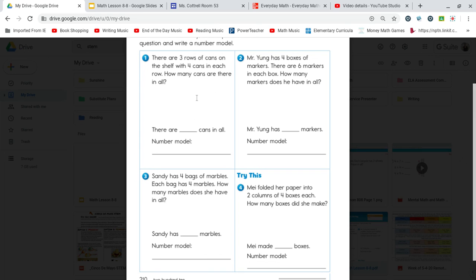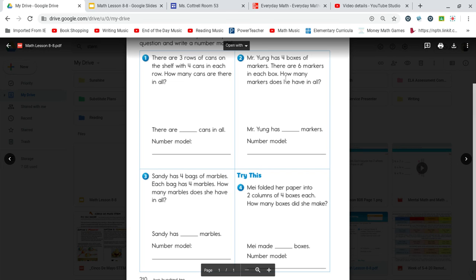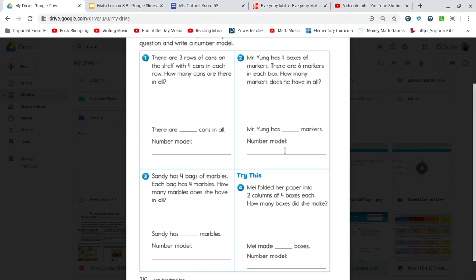So, 3 rows of cans on the shelf with 4 cans in each row. How many cans are there in all? You would write how many cans are there in all, and then you would do your repeated addition. Okay. Mr. Young has 4 boxes of markers. There are 6 markers in each box. How many markers does he have in all? So you read the number story, draw your picture, write your answer, and your number model.